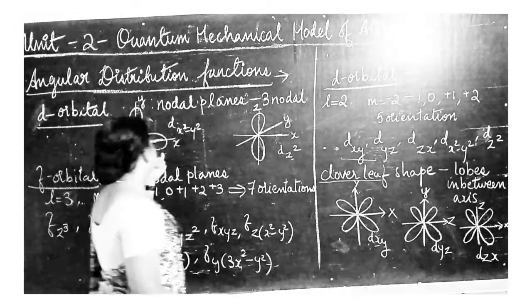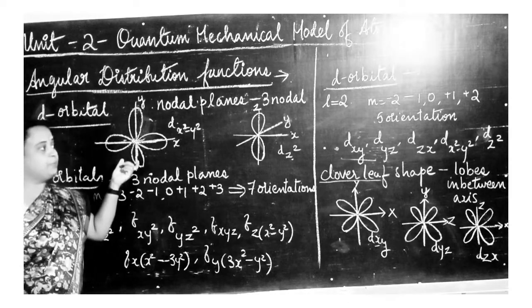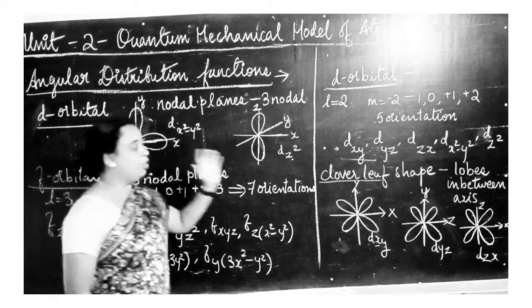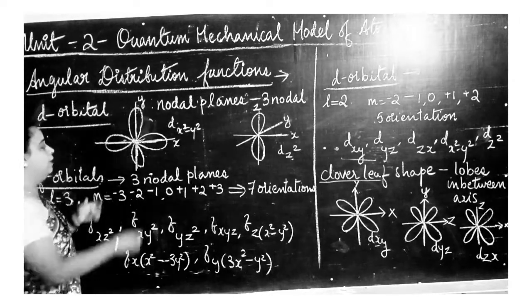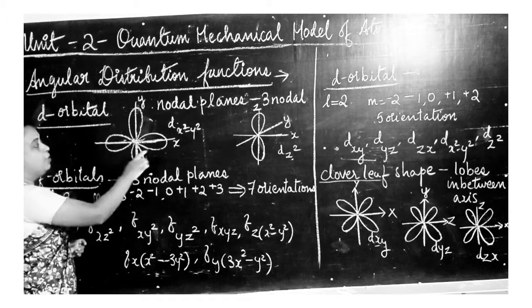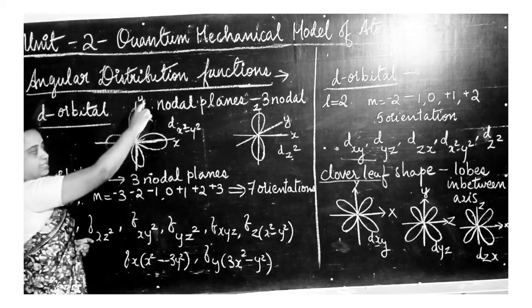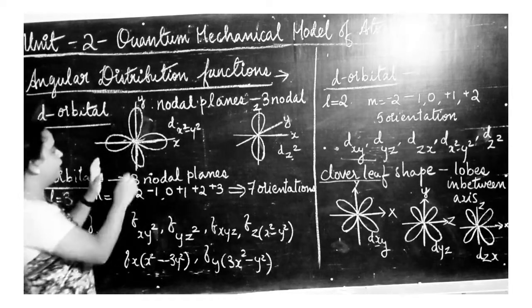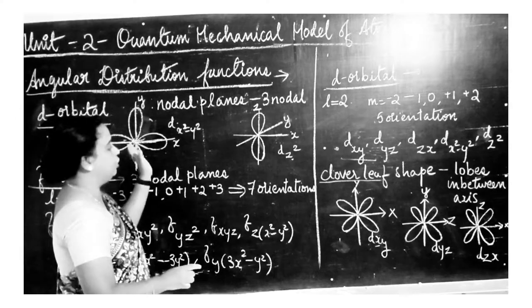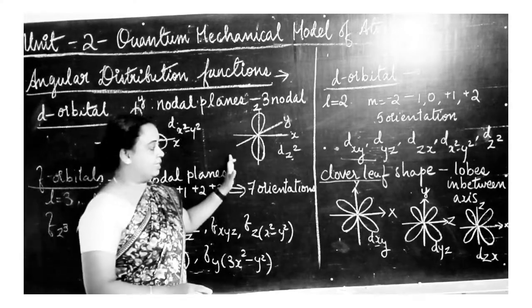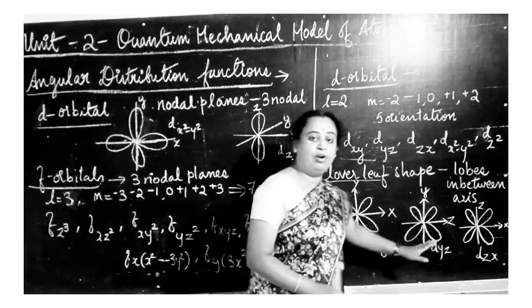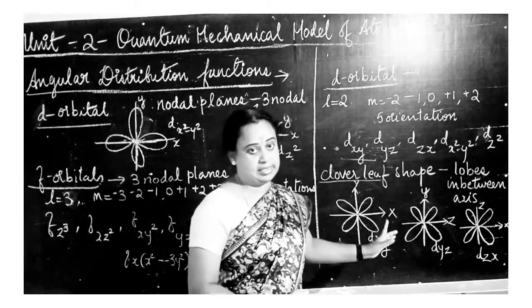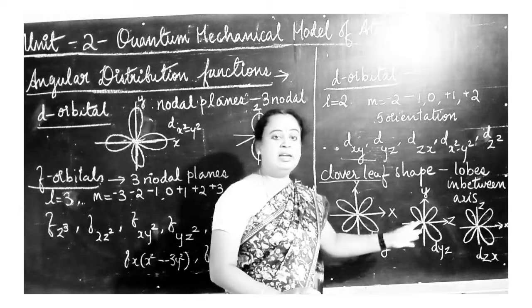Whereas here, the dumbbell shape, the clover leaf shape lobes, four lobes are seen on the x-axis and y-axis. So it's easy for us to remember. The last two orbitals of the d orbital are seen on the axis, whereas the first three orbitals are not seen on the axis. Instead, they are seen in between the axes, that can be x-axis, y-axis and z-axis.